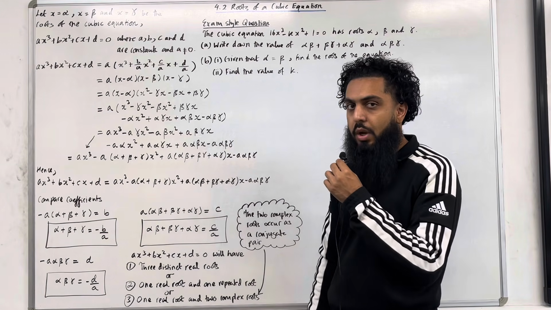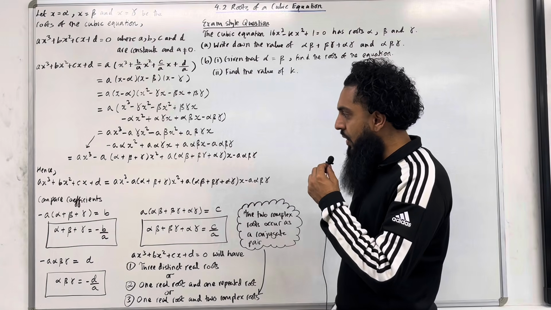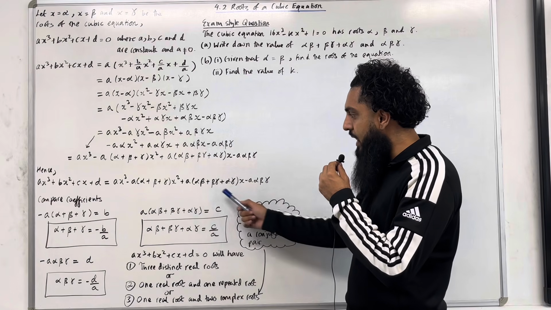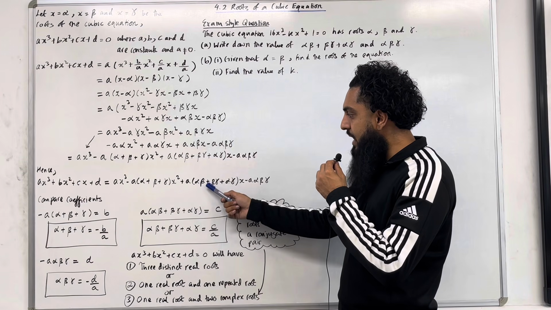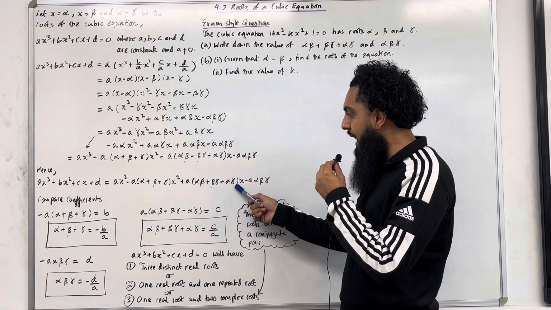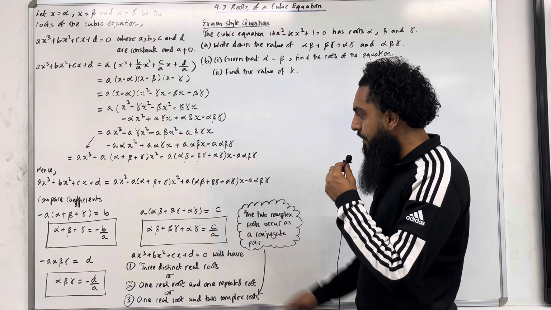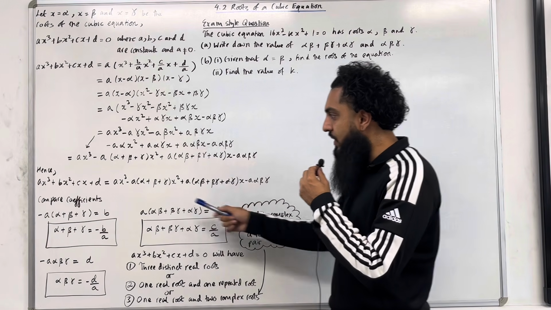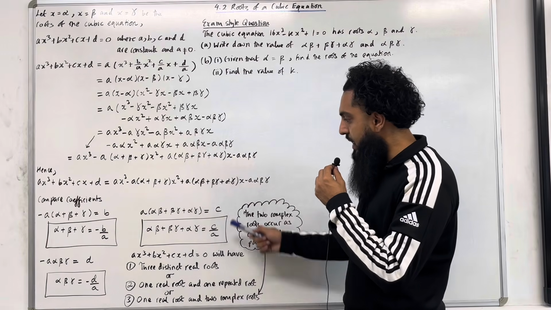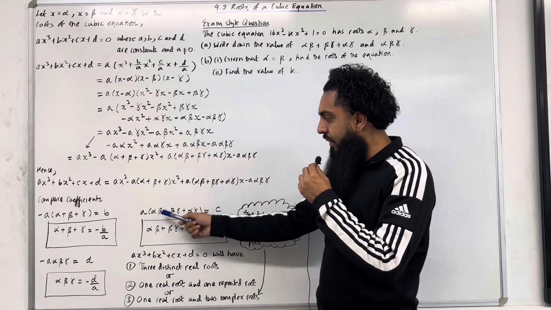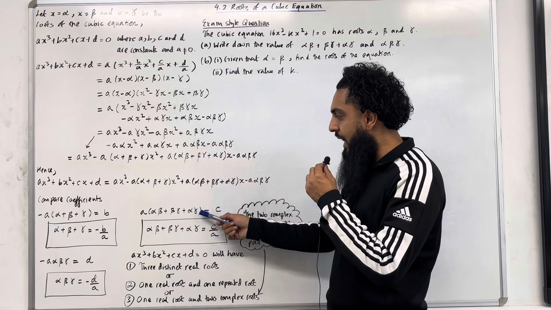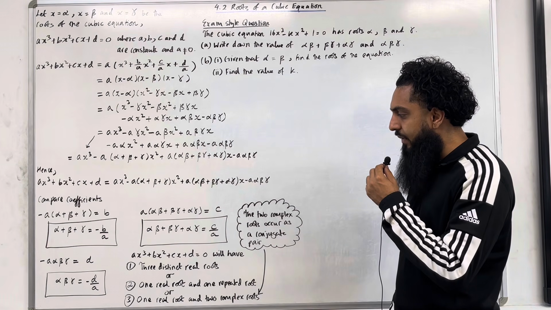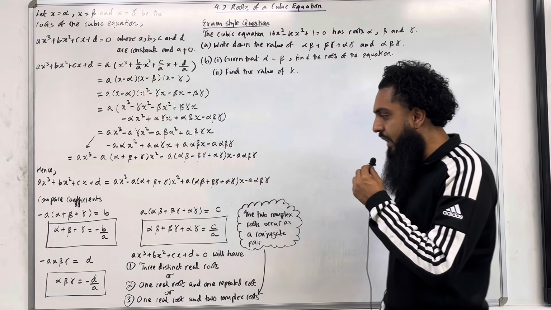Next up, comparing the coefficients of x. The coefficient of x over here is c, and the coefficient of x over here is a(alpha beta + beta gamma + alpha gamma). So we must have that a(alpha beta + beta gamma + alpha gamma) has to equal c, which is written over here. So if I make alpha beta + beta gamma + alpha gamma the subject, I get that alpha beta + beta gamma + alpha gamma is equal to c/a.